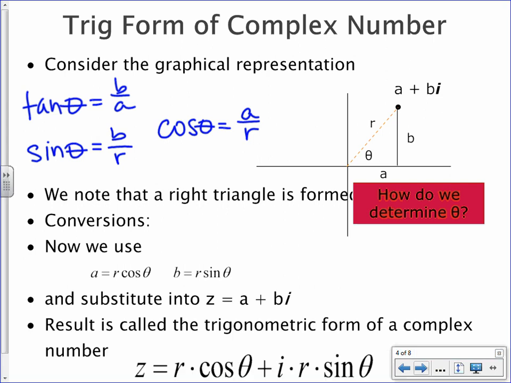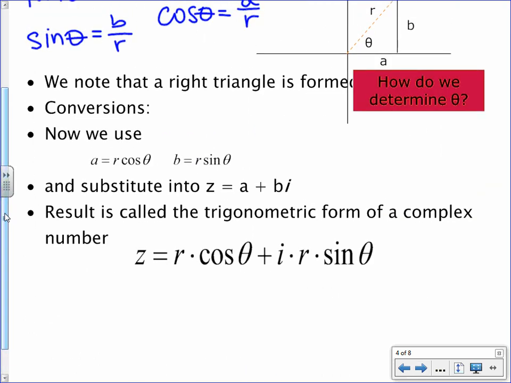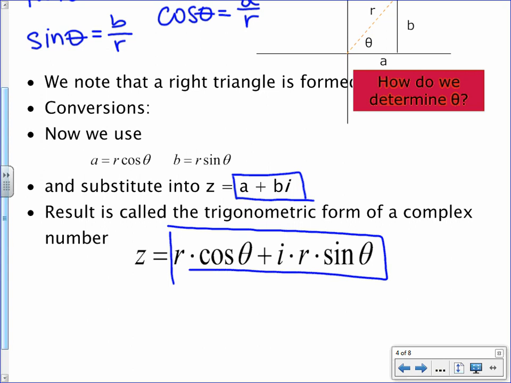So the trig form of a complex number is this. If we have a plus bi, then we can write it as r cosine theta plus r sine theta i.